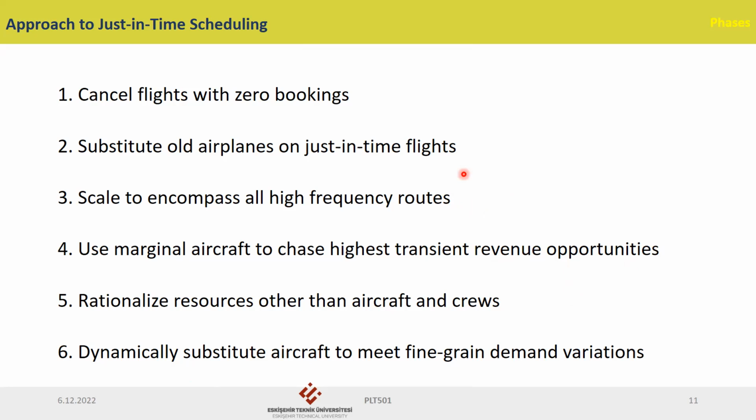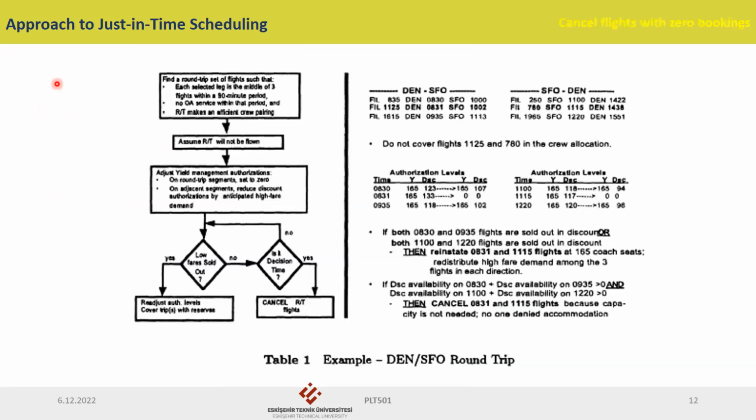You can see all of the signals. When you divide them into 6 headers, you can see the demand signals, and you can control them. These phases give you some additional time to control your management side. Okay. We can start step by step, maybe. Okay. And right here you can see the cancel flights with zero booking.